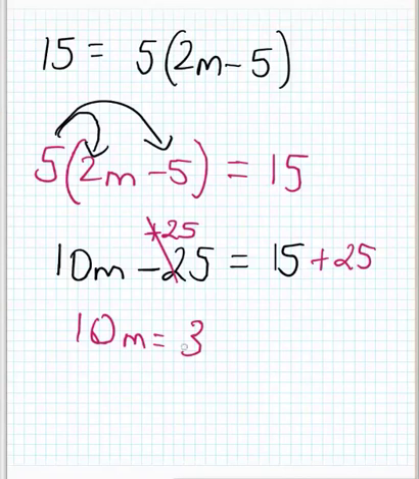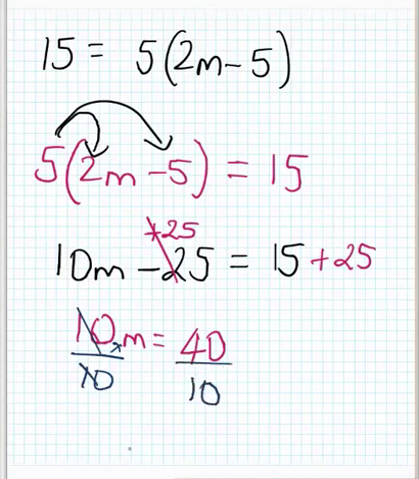It's 40. And now our final step is to get rid of that 10. We've got 10 times m, so divide by a positive 10, that cancels out. Divide 40 by 10, so m will equal 40 divided by 10. We'll chop our zeros off, and 4 over 1 is just 4.